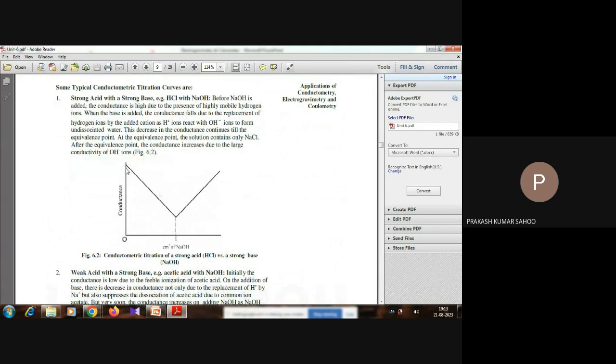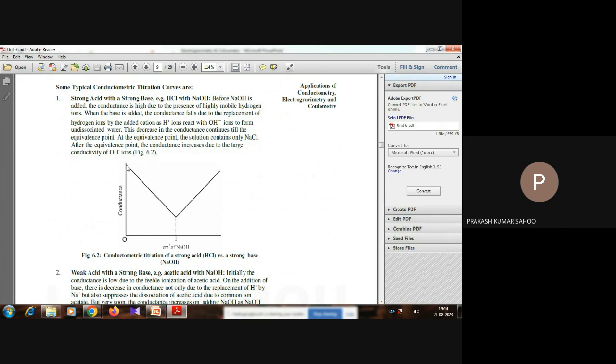So first of all, what happens when a strong acid is titrated? This is the volume of alkali or base added, and this is the conductance part. The acid is taken in the conical flask and the sodium hydroxide is added. Then gradually the neutralization will happen.